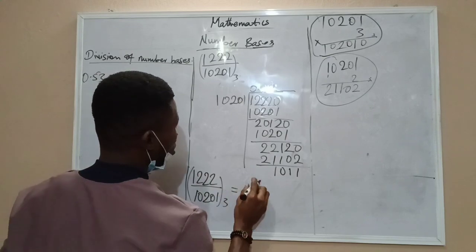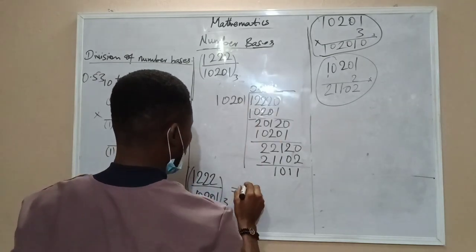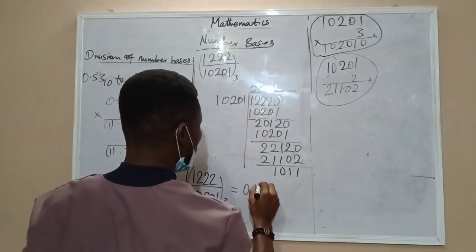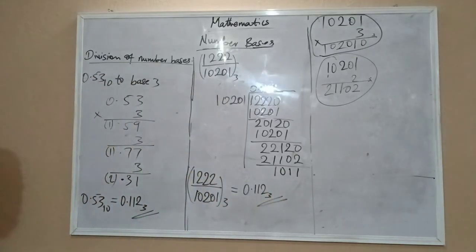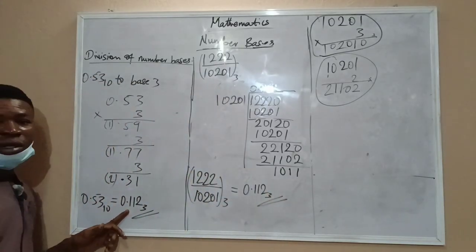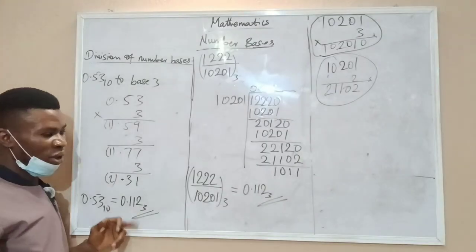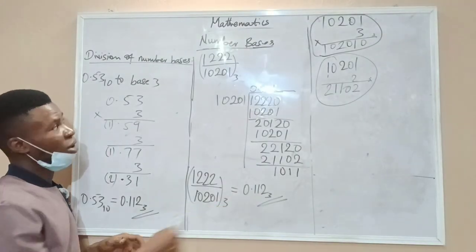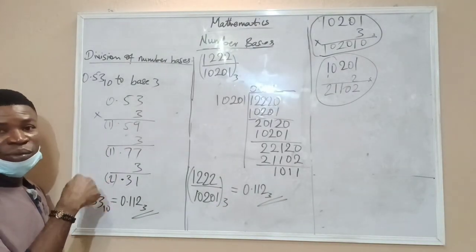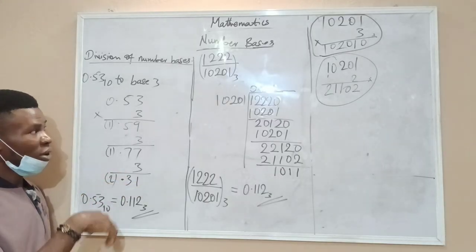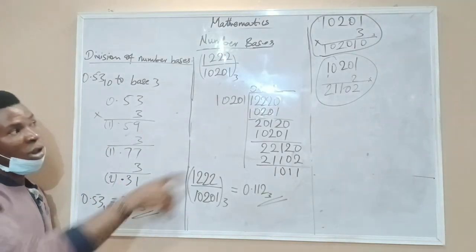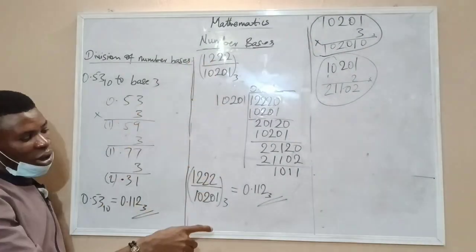3 equals 0.112 in base 3. Now let's see. I did the same thing. This is 0.112 base 3. This is 0.112 base 3. And remember, this one we converted to base 10, divided, and then converted it back with the method we got this. For this one, we went direct, and then we got this.